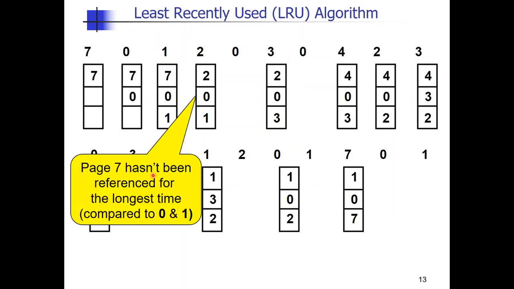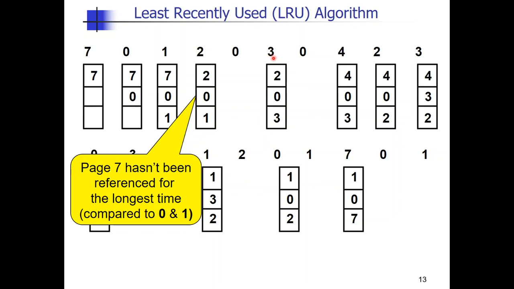Page 7 hasn't been referenced for the longest time compared to 0 and 1. So that's the one that goes out, and we bring in page 2. When we try to access page 0, it's there, so we don't have a page fault. That's why we have an empty spot here.